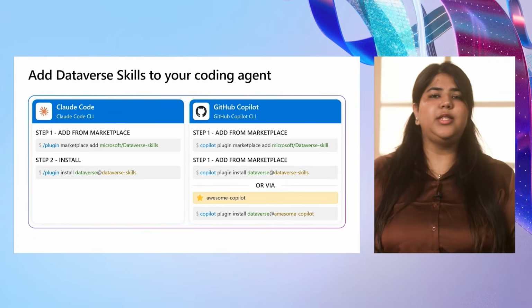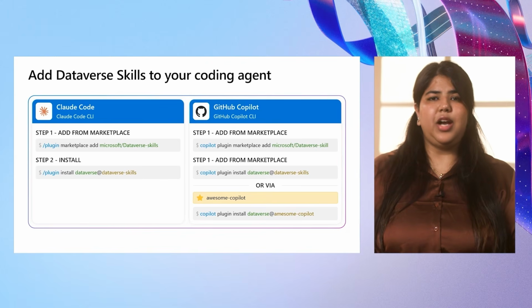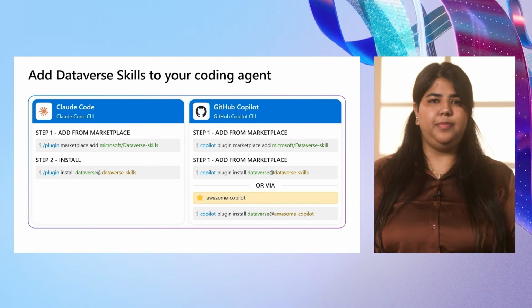Getting started takes one simple command. For Claude Code, add the plugin to your marketplace and then just install. For GitHub Copilot, add it to your Copilot plugin marketplace and install, or just grab it directly from Awesome Copilot. Either way, your coding agents now know Dataverse.